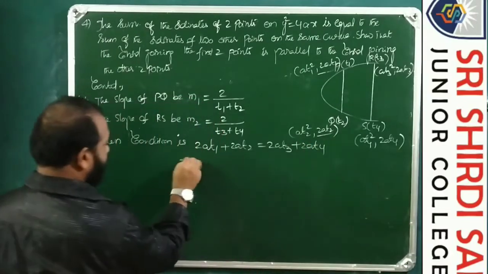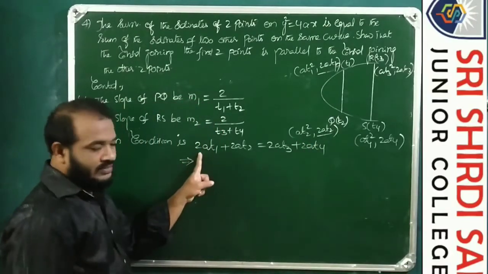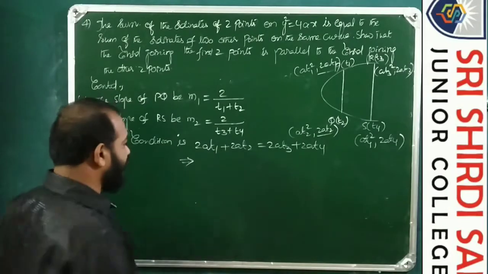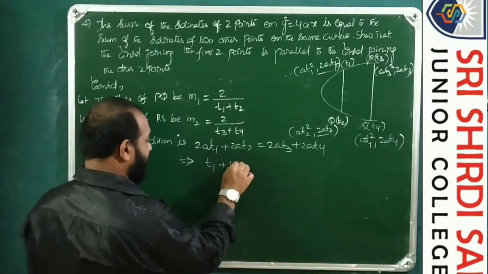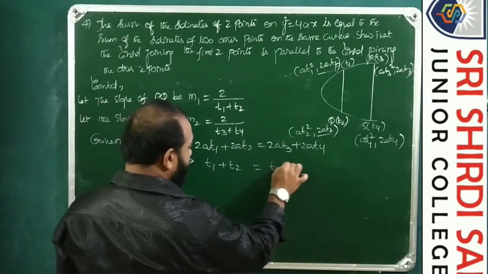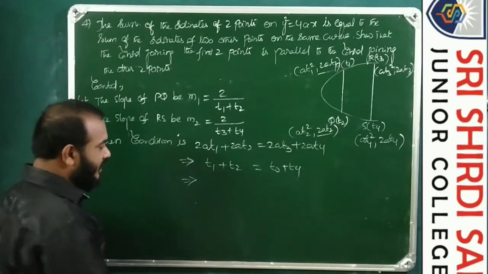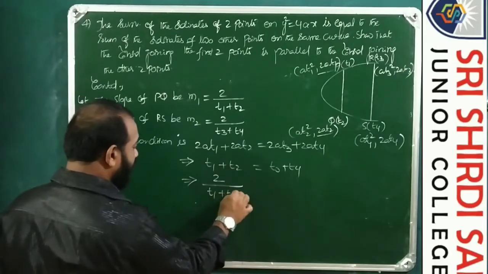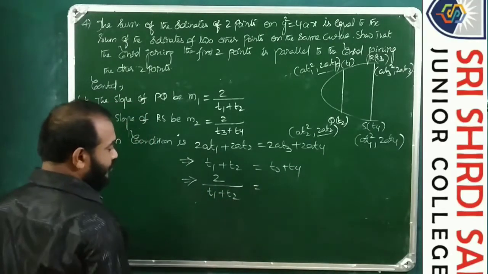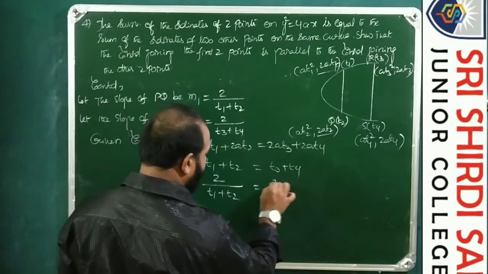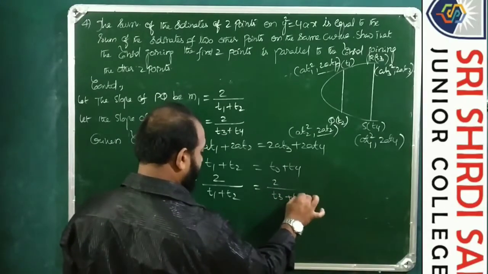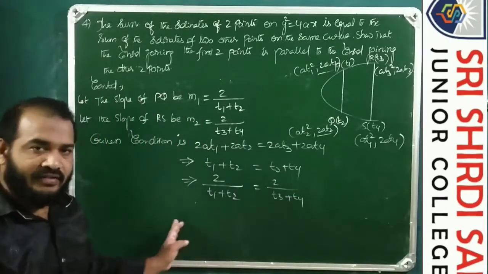This is equal to, if I take 2a in common and cancel throughout the equation, we will get t1 plus t2 is equal to t3 plus t4. Without loss of generality, I'll do 2 by (t1 plus t2) is equal to 2 by (t3 plus t4). Without loss of generality, can we do this?